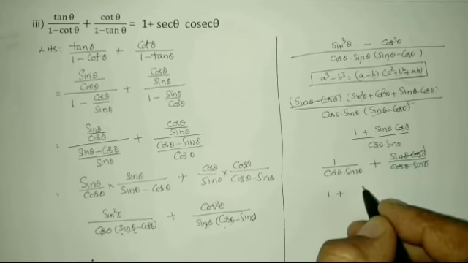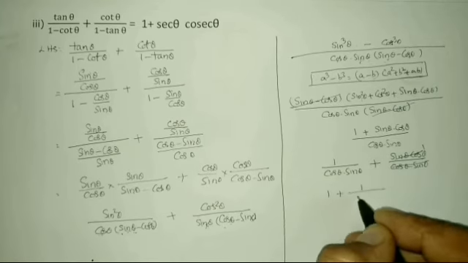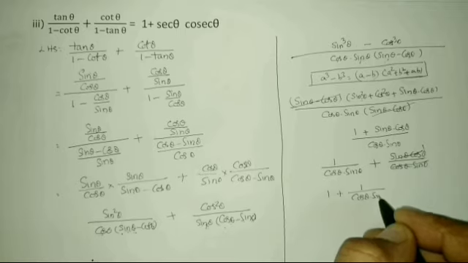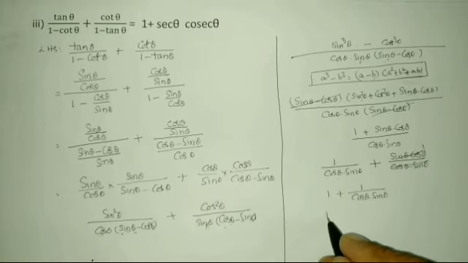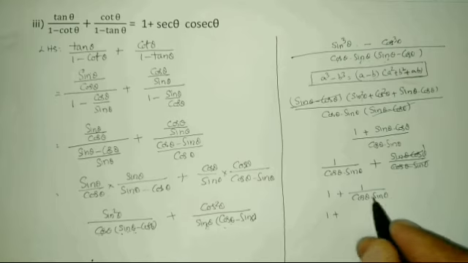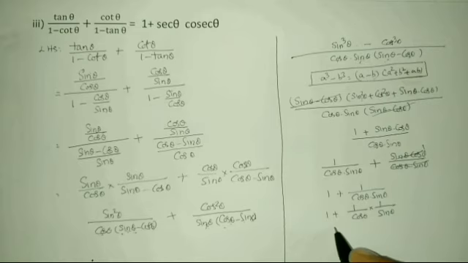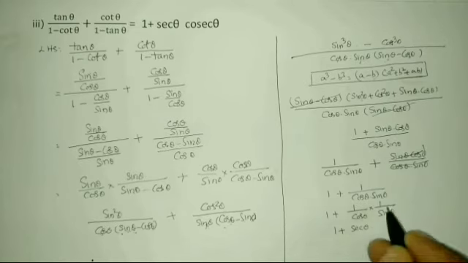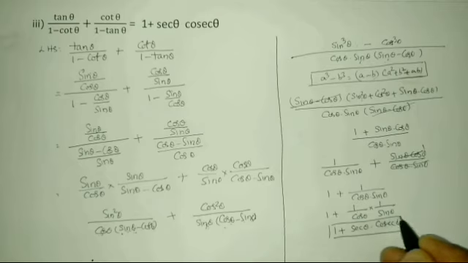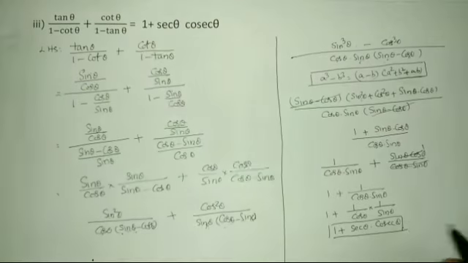1 plus 1 by cos theta into sin theta. 1 plus 1 by cos theta into 1 by sin theta. So 1 plus 1 by cos theta means secant theta into 1 by sin theta means cosecant theta. That is the right hand side. See.